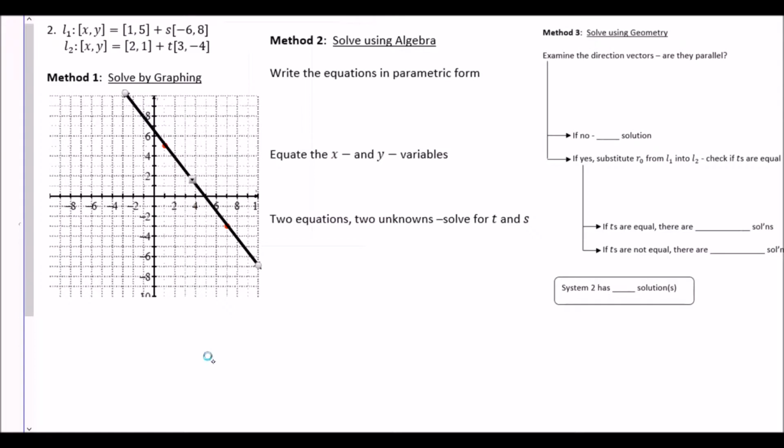There's my line. All right, let's do the other one. The other one says start at (2, 1). So (2, 1) is right there. And then the direction vector is (3, -4). That means I'm going to go 3 to the right, 1, 2, 3, and then 4 down, 1, 2, 3, 4. So I should have another point right about there. Beautiful. And I'm going to draw a line here.